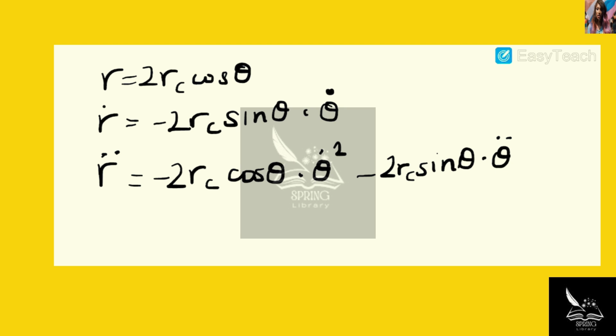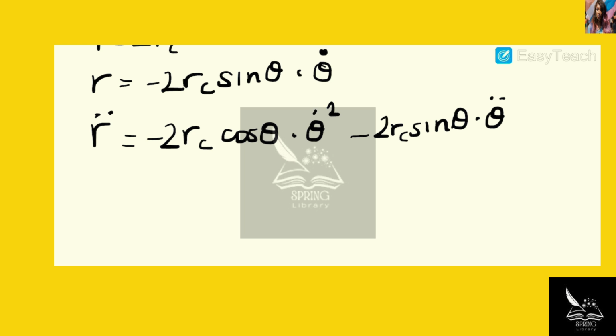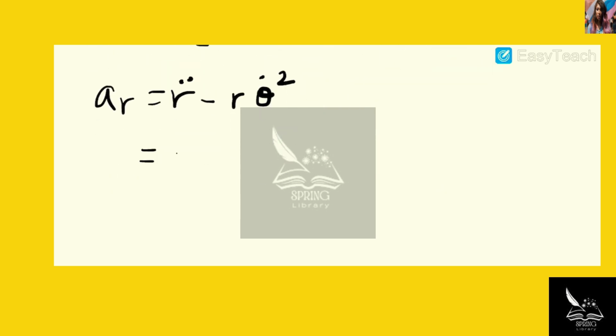Since we know that theta dot is constant and theta double dot is 0, we can go ahead and solve for our acceleration in the r direction. We know that a_r is equal to r double dot minus r theta dot squared. What this gives us is an a_r that's equal to negative 4 r_c cos theta times theta dot naught squared.